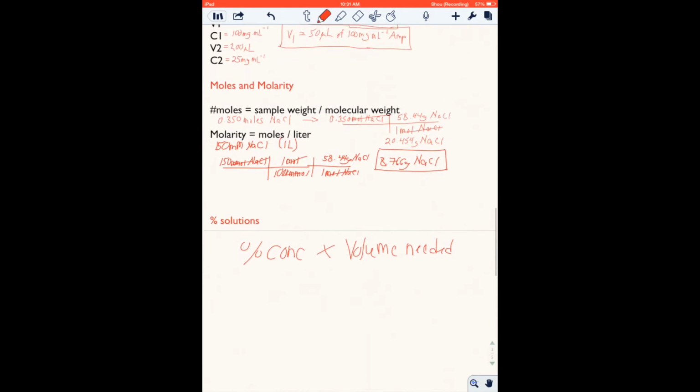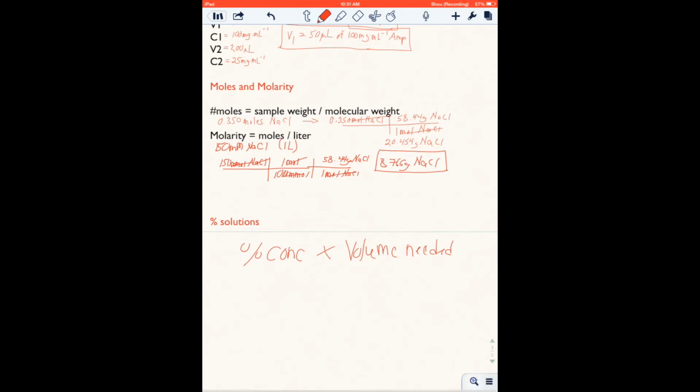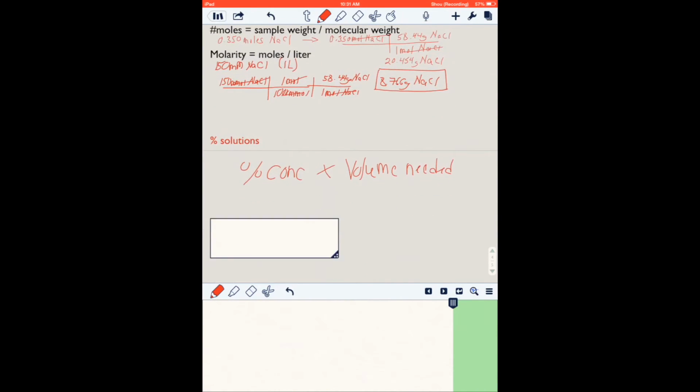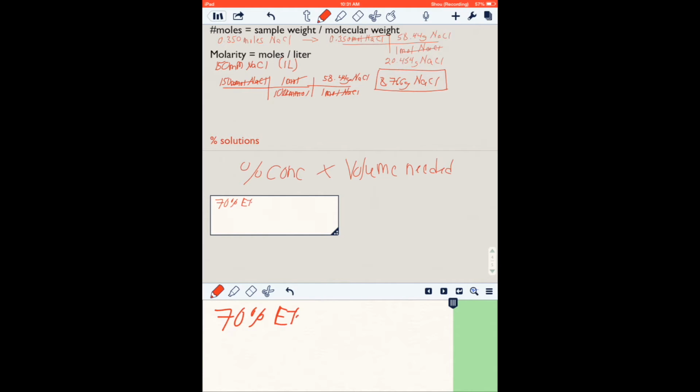This is often a very simple way of calculating a solution preparation. A very common one is 70% ethanol, which is used in the lab for cleaning all the time. The way that you would do this is pretty straightforward. Let's say that we want to prepare 500 milliliters of 70% ethanol. All you really need to do is multiply 500 milliliters by 0.7.